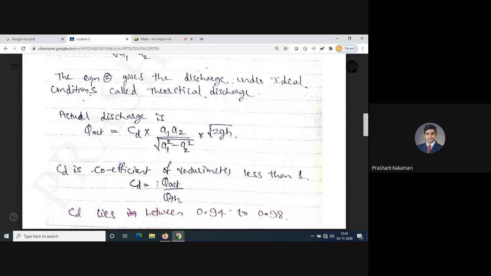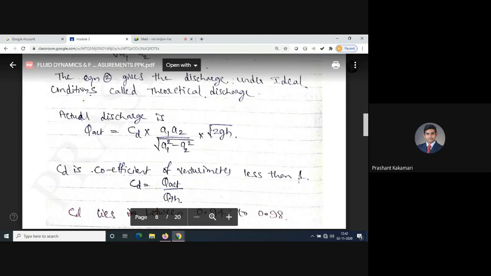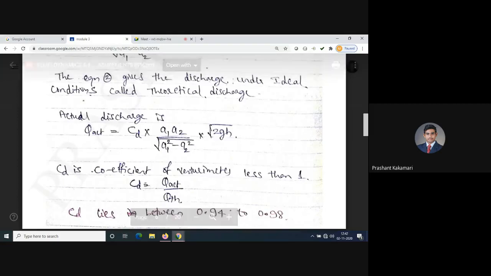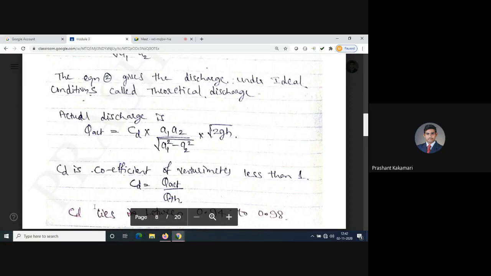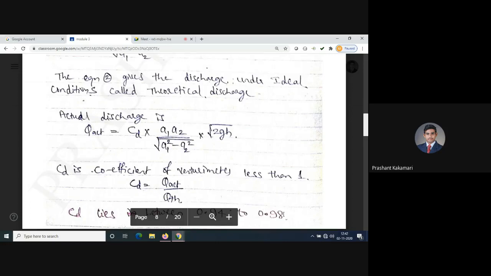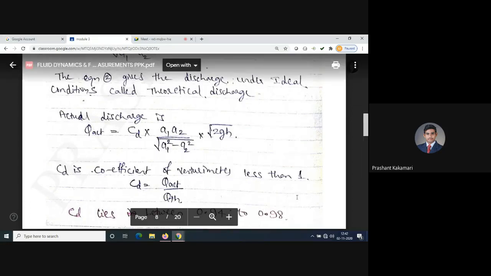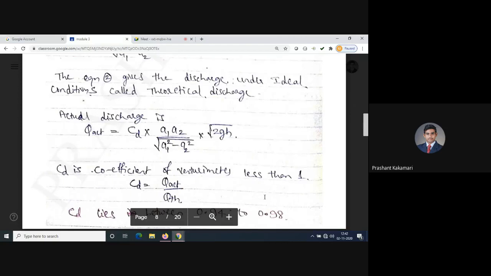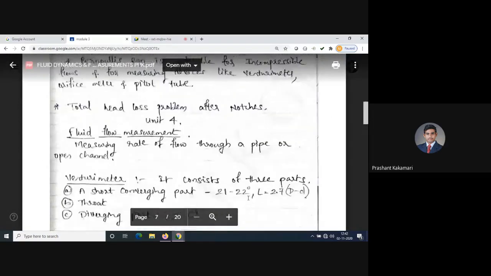So what happens? The value of CD will not cross one, or it may not be 100%. After considering the losses, 100 minus the losses, for the Venturimeter the value will be in the range up to 0.94 or 0.98. It just represents the accuracy of the Venturimeter. This is not given in the derivation or the theoretical part. You find it in the lab, and you find the CD value of the Venturimeter. That ranges from 0.94 to 0.98 for the given converging and diverging angles.